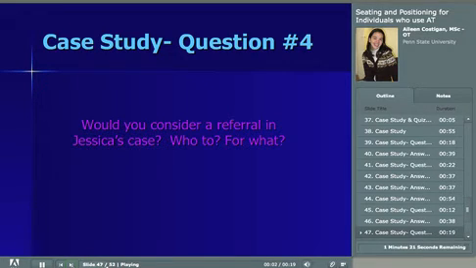Last one, question 4. Would you consider a referral for seating and positioning issues in Jessica's case? Who would you address this referral to, and what would you identify as specific concerns? Jot down some thoughts and advance to the next slide.